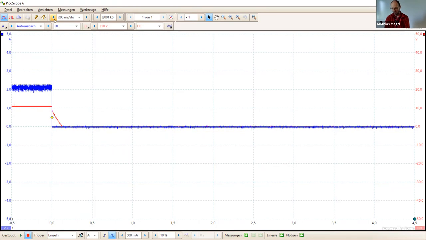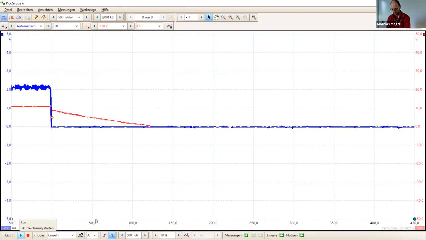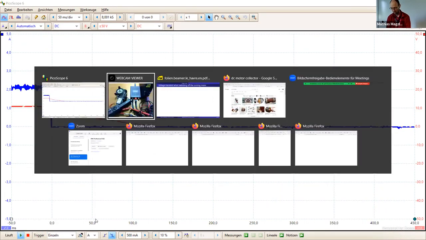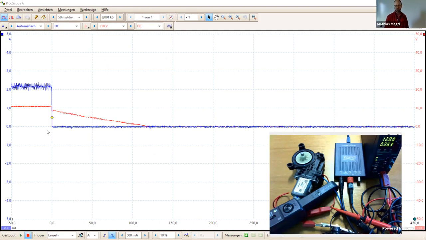So I will make the time a little smaller, maybe something like this, and trigger the measurement once again. So this looks quite good. So switch on and switch off. Exactly, and then we get a nice curve of how this motor switches off.